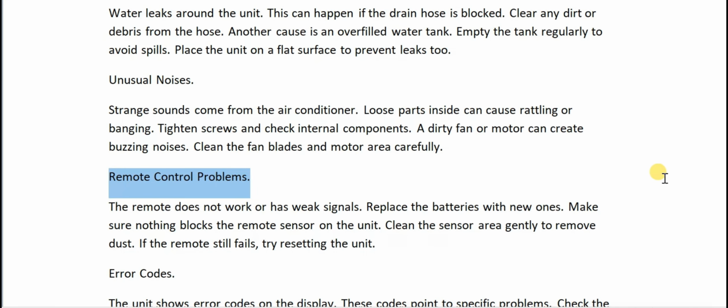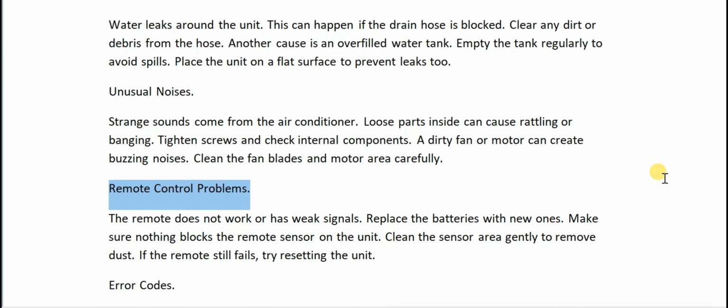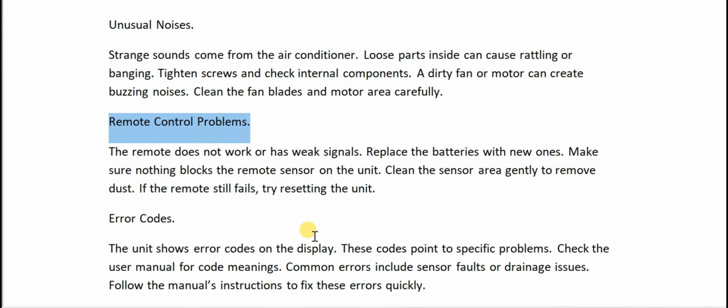Remote control problems. The remote does not work or has weak signals. Replace the batteries with new ones. Make sure nothing blocks the remote sensor on the unit. Clean the sensor area gently to remove dust. If the remote still fails, try resetting the unit.